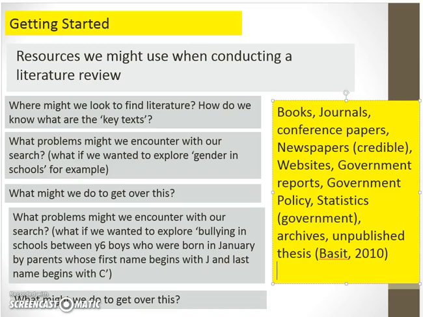According to Bassett 2010, a social science literature review is usually drawn from the following sources: books, journals, conference papers, credible newspapers, websites, government reports, government policy, statistics, archives, and unpublished theses.